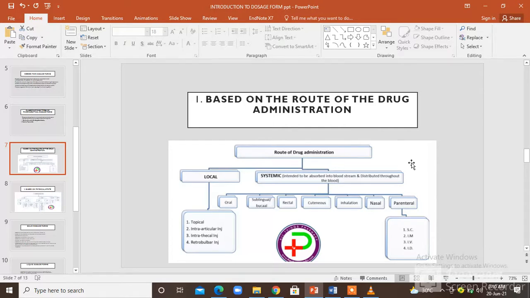They include the oral dosage form, and the dosage forms which are administered through the sublingual route and the buccal route, as well as the rectal preparations which are administered through the rectal route, and the cutaneous, inhalation, nasal and parenteral preparations. The parenteral preparations include the subcutaneous, intramuscular, intravenous and the intradermal preparations.